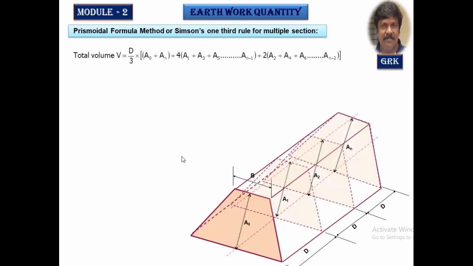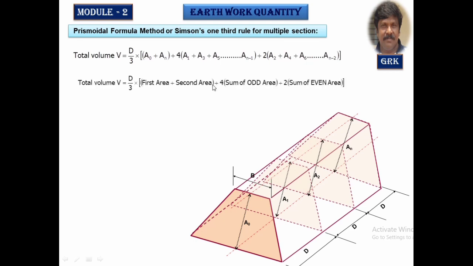If it is a multiple section, the Prismoidal formula is written as d by 3 into (A0 + An). A0 I can write, or I can write A1, An. This is A2, A4, A6 like this. A0 is the first designation I have taken. Subsequently I can use either A0 or A1, A2, A3, A4 like this. Plus 4 times (A1 + A3 + A5) plus 2 times (A2 + A4 + A6) and so on.